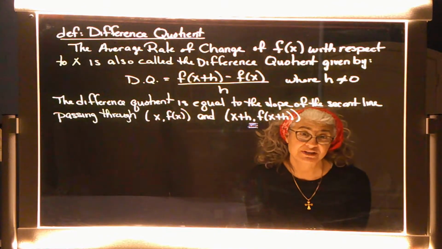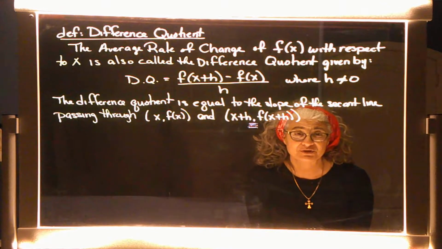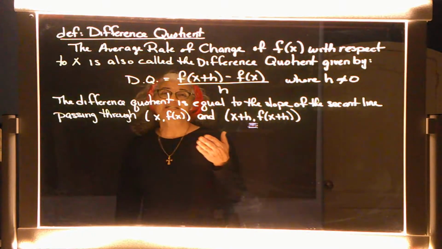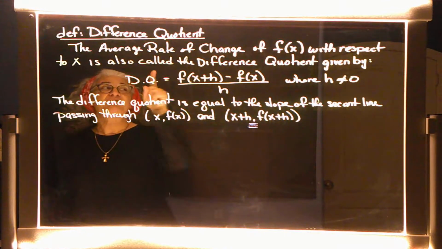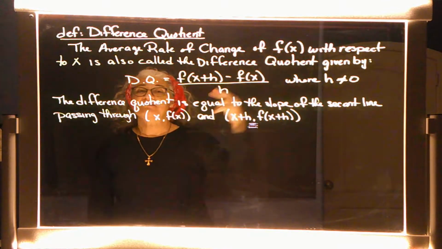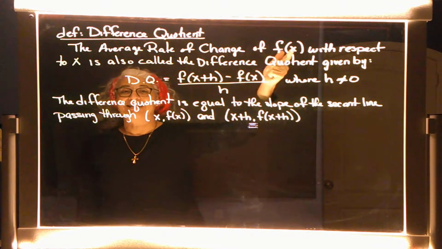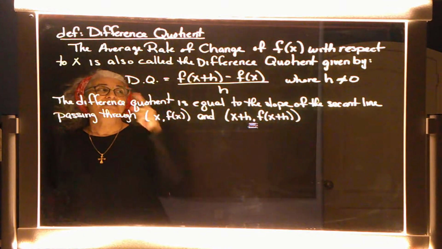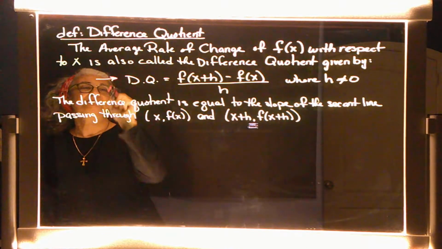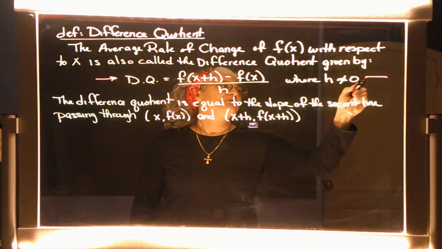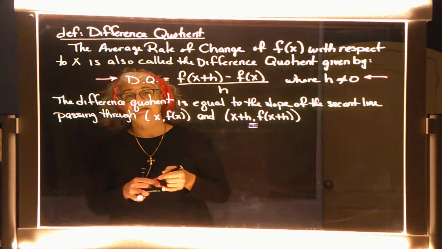Okay, so we're going to go over a definition that actually uses the average rate of change. That's like our next example. So let's look at the definition. The definition is the definition of what's called the difference quotient. So let's look at it. The average rate of change of f of x, which is a function, with respect to x, that means that x is the variable inside the function, is also called the difference quotient, given by this wonderful little formula, where h, which is in the denominator, can't equal 0.